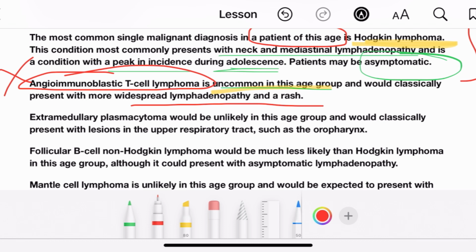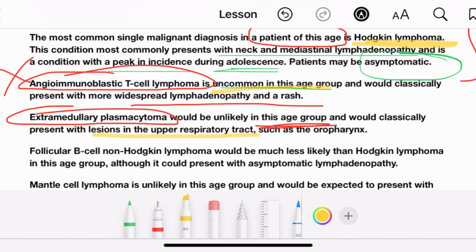Now, extramedullary plasmacytoma is also unlikely in this age group, and classically presents with lesions in the upper respiratory tract, and can present as oropharyngeal infection. The lesion may be in the oropharynx, maybe superadded with some infections or other causes, but usually the lesion is in the upper respiratory tract. This is not likely in this age group, so we rule out extramedullary plasmacytoma.